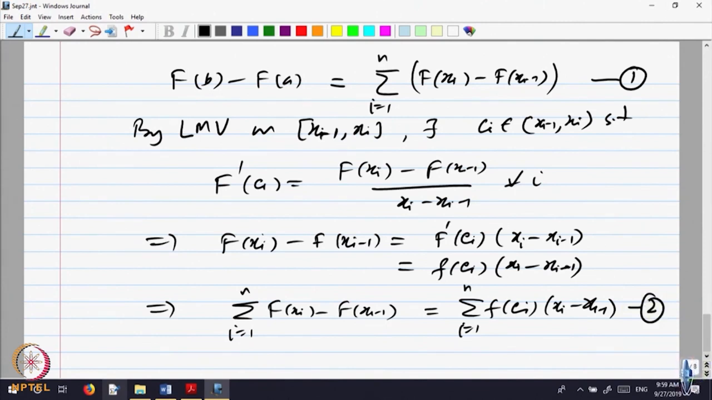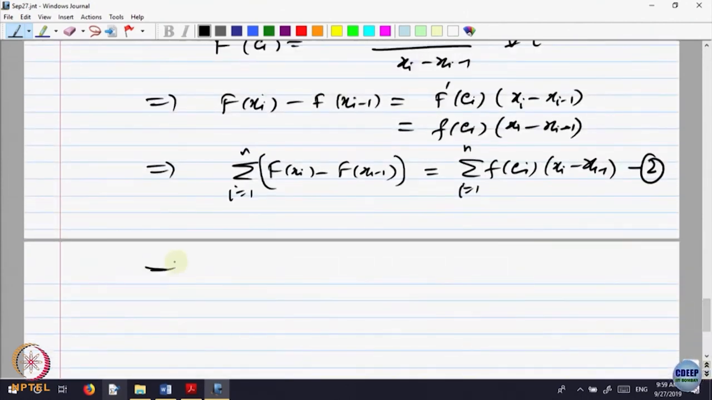So what we have done is we have computed F(b) minus F(a) in terms of the function small f. It says this summation is equal to f at some point c_i, a point in that interval, times the length of the interval. Now, what is f(c_i)? That is the value of the function at the point c_i, so it will always be bigger than or equal to the minimum value and less than or equal to the maximum value.